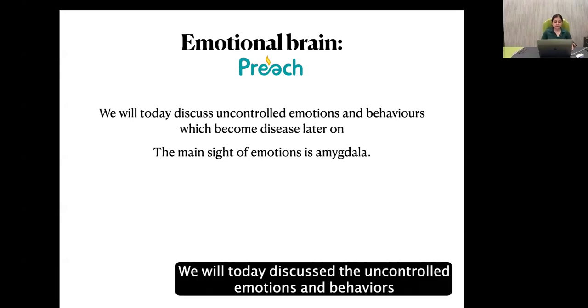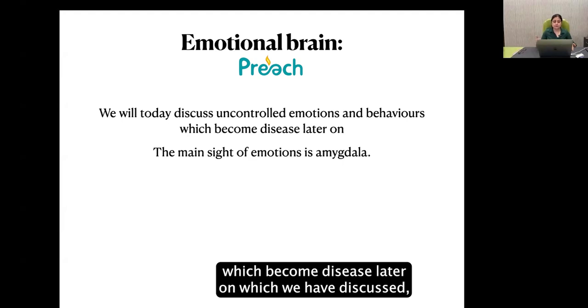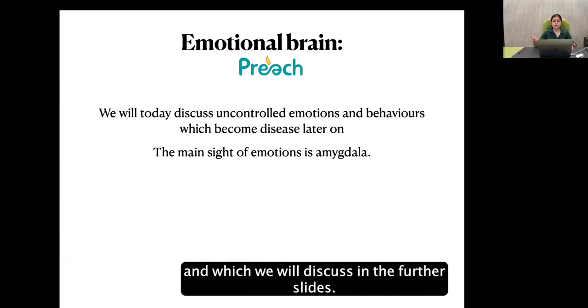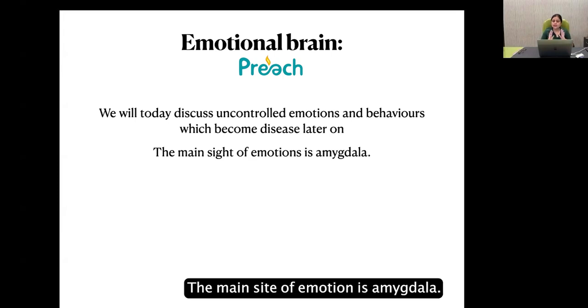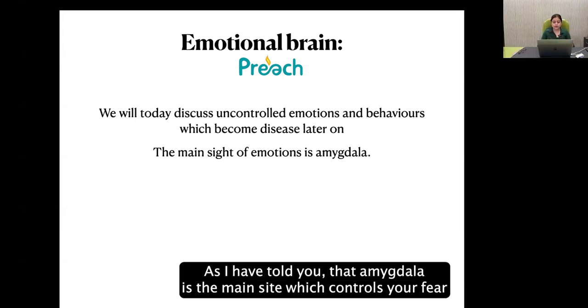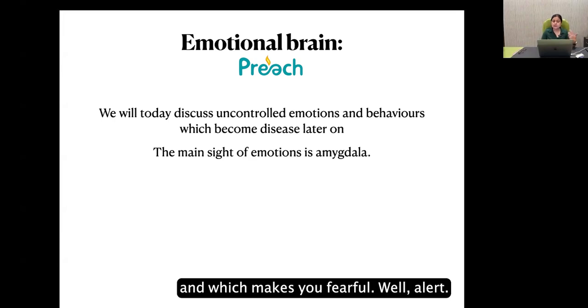So, emotional brain. Today we will discuss the uncontrolled emotions and behaviors which become disease later on. Some we have discussed and some we will discuss in the further slides. The main site of emotion is the amygdala. As I have told you, the amygdala is the main site which controls your fear and which makes you fearful.